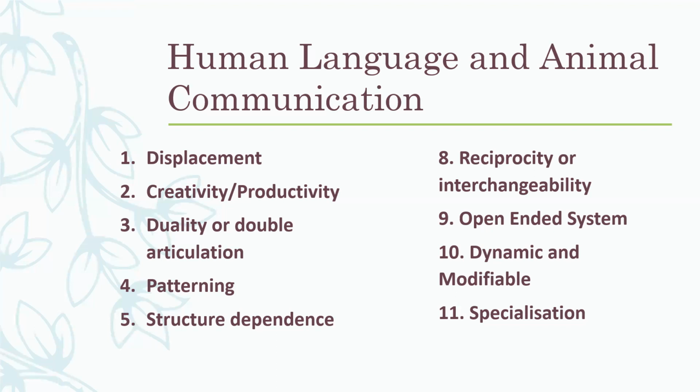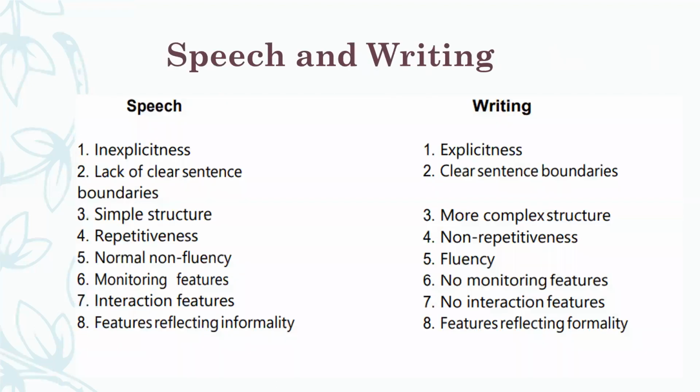Human languages are open-ended systems. It is evolving over time. It is dynamic. It is modifiable. We can talk about subject specialized events, subject specialized knowledge by making use of the available knowledge that is given to us. So human languages have these specific properties that we cannot see in animal communication.